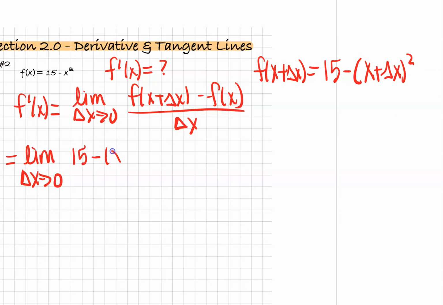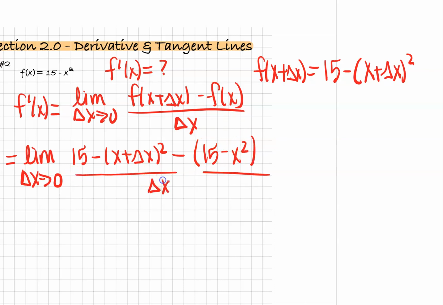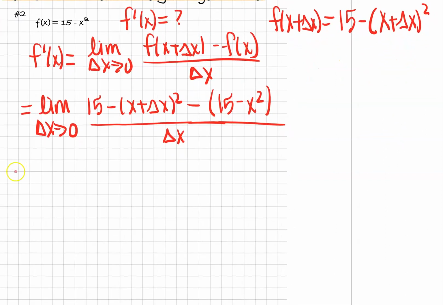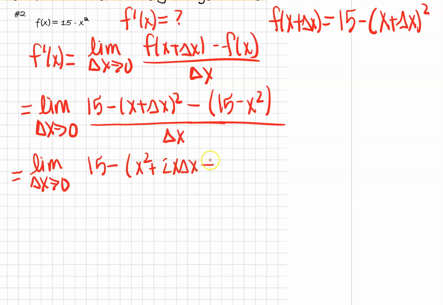15 minus x plus delta x squared. You're going to get to square it out again. Minus that whole grouping of 15 minus x squared all over delta x. So you're going to square x plus delta x quite a bit. So this gives me the limit as delta x goes to 0 of 15 minus x squared plus 2x delta x plus delta x squared. We've already done this twice.